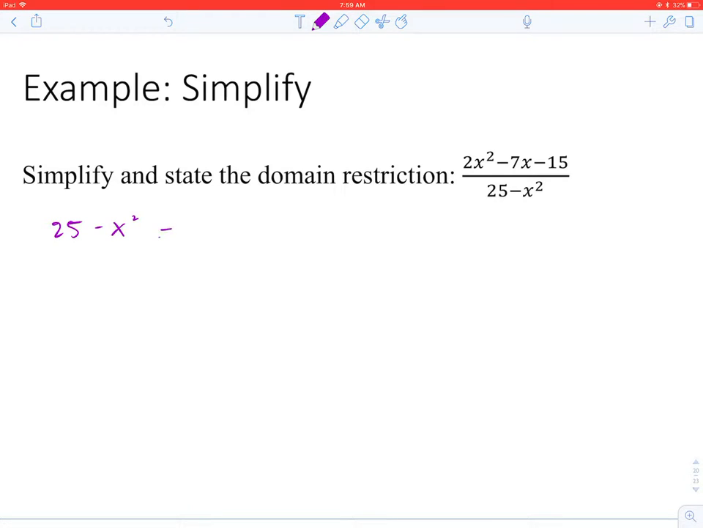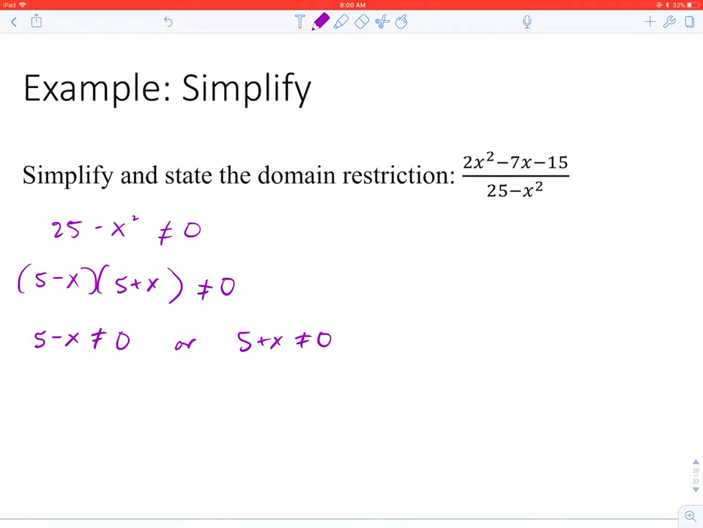Okay, so 25 minus x squared cannot be equal to 0. Difference of 2 squares again. So here we would have negative x cannot be equal to -5, and dividing by -1, x cannot be equal to +5. And x cannot be equal to -5.